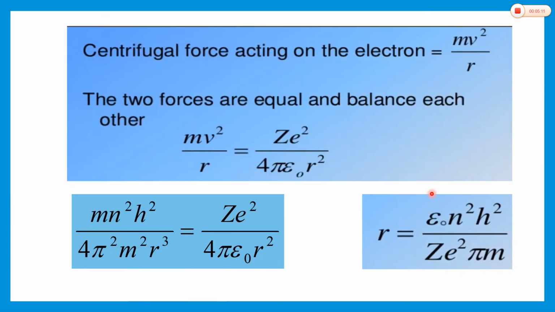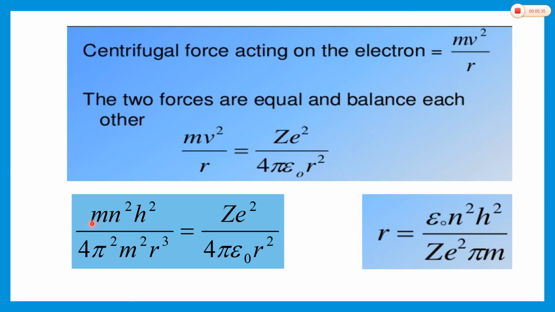What is the first postulate? According to the first postulate, the centrifugal force acting on the electron is mv square by r, and we can compare this centrifugal force with the electrostatic force. So we get this equation: mv square by r is equal to z e square upon 4 pi epsilon 0 r square. We put the value of v square from the previous equation here.